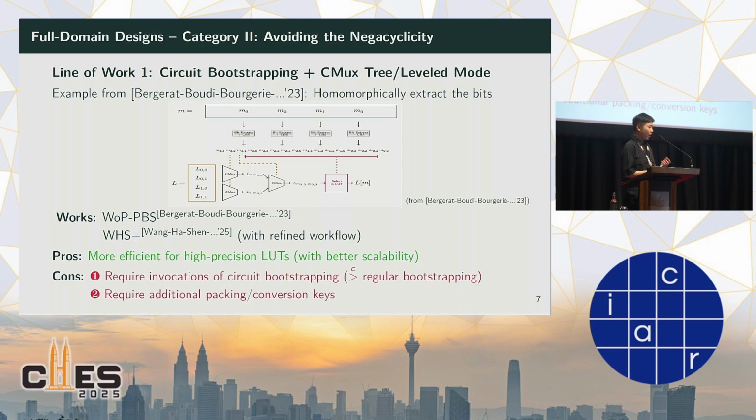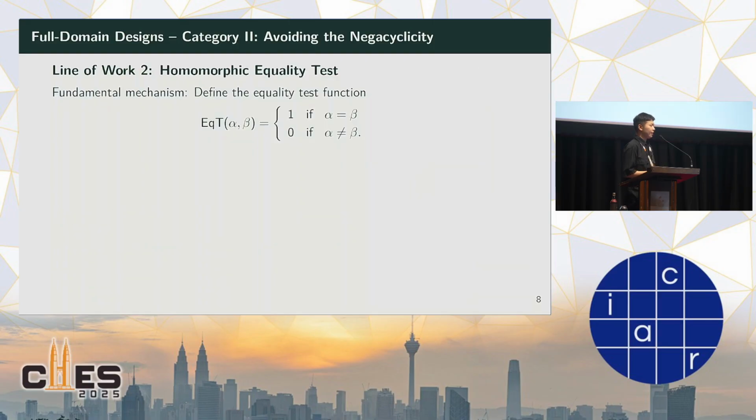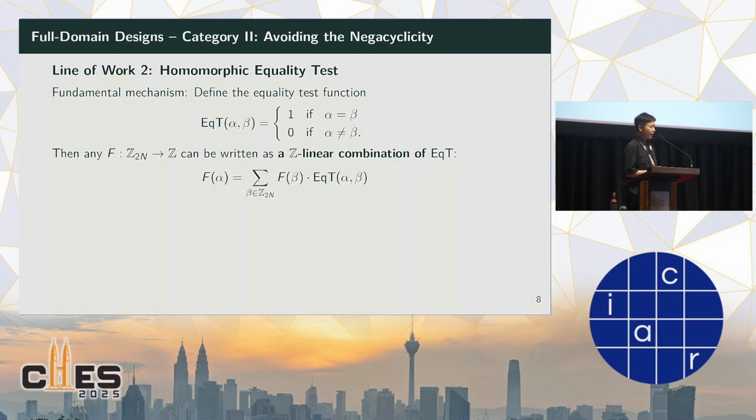However, it requires the invocations of circuit bootstrapping, which is typically heavier than the regular bootstrapping, and it requires additional packing or conversion keys for the circuit bootstrapping. And the second line of work in this category is using the technique of homomorphic equality test. If we define the equality test function like this, then any function from Z modulo 2N to Z can be expressed as a Z-linear combination of the equality test function. So this is a fundamental mechanism.